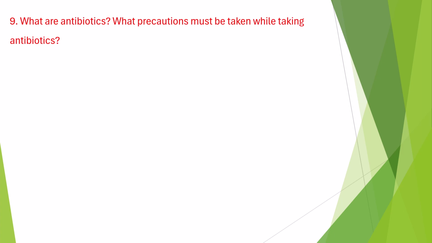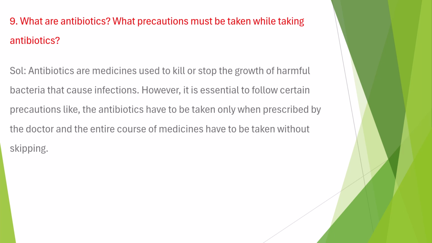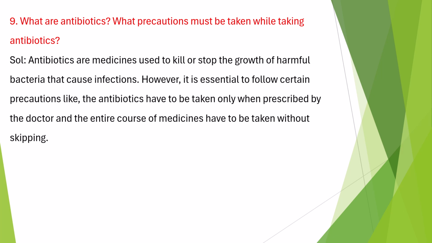Now, what are antibiotics? What precautions must be taken while taking antibiotics? Antibiotics are medicines used to kill or stop the growth of harmful bacteria that cause infections. However, it is essential to follow certain precautions like the antibiotics have to be taken only when prescribed by the doctor and the entire course of medicines have to be taken without skipping, right?